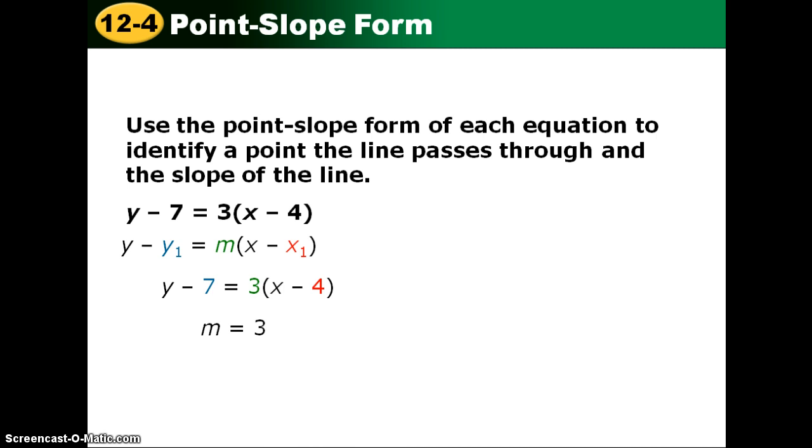And now we want to identify the x and the y. X is always going to be subtracted from the x variable. Y is subtracted from the y variable. As long as these are both subtraction signs, we take the numbers out as positive numbers. So our ordered pair would be positive 4 and positive 7.